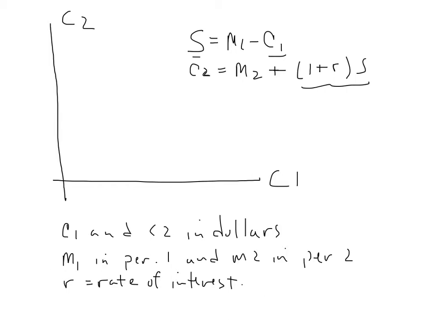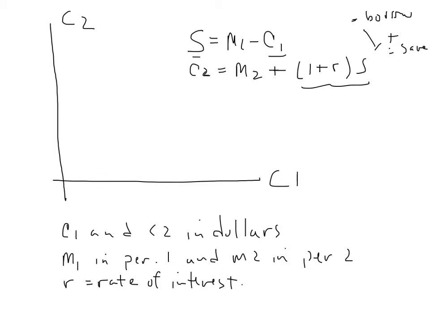Now S can be positive or negative. If S is positive, then you are a saver. Okay? And if S is negative, you are a borrower. All right? But it can be positive or negative.